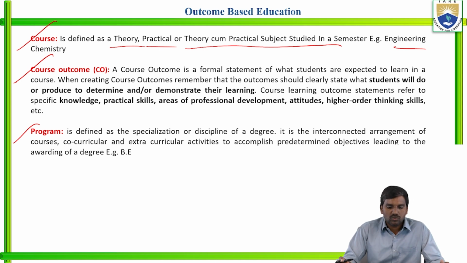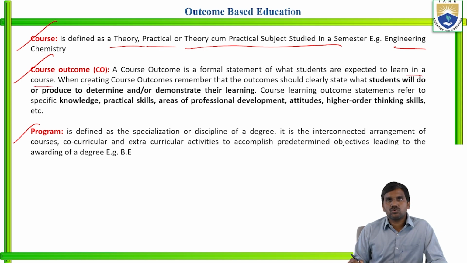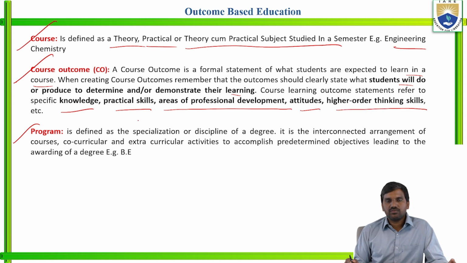A course outcome is a formal statement of what students are expected to learn in a course. When creating a course outcome, remember that the outcome should clearly state that the student will be able to produce, determine or demonstrate their learning. Course learning outcomes refer to knowledge, practical skills, areas of professional development, attitudes, higher order thinking levels, etc. Like that, we have to study course outcomes.